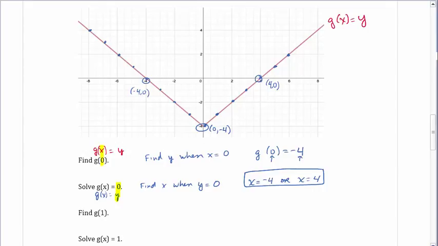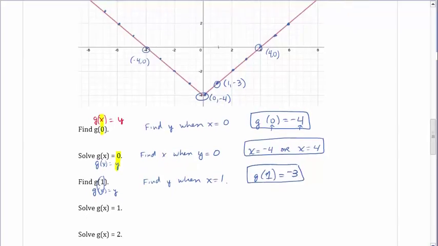Third problem here, find g of 1. I'm going to write it one more time, g of x equals y. Here I'm given that x is 1. So this is saying find y when x is 1. So if I go along and I look at all of the points on my graph and I find the one with an x coordinate of 1, that's right here. So the y value is -3, so we would write g of 1, that's a positive 1, equals -3.